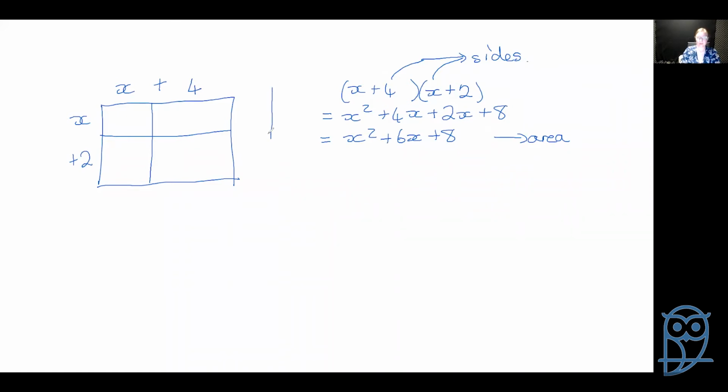So when we went from our sides to our area, we used FOIL, which I believe you did last time. So this time, we're going to be doing quadratic factorization, which means that we are going to be going from our area back to our sides. So we're going to take this expression that we have here, we're going to do some things to it so that we can get these two brackets out again. So that is exactly what quadratic factorization is and why we do it.